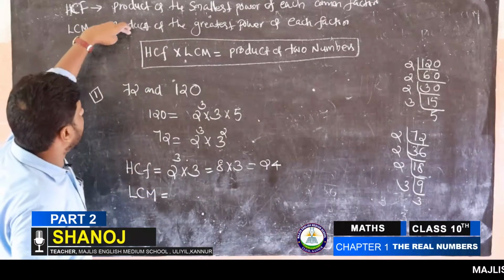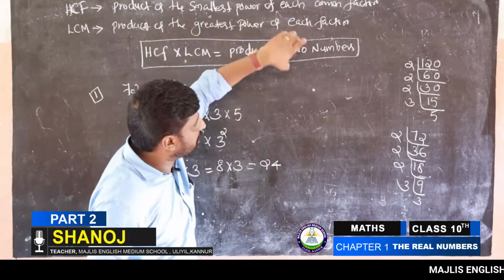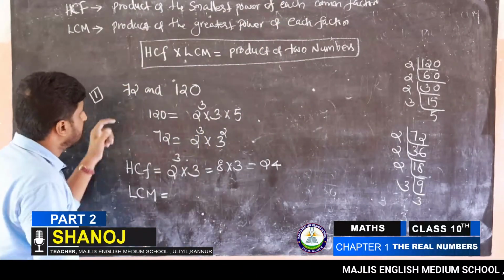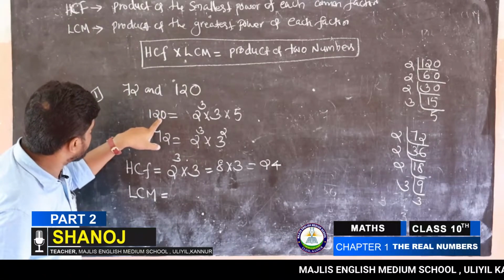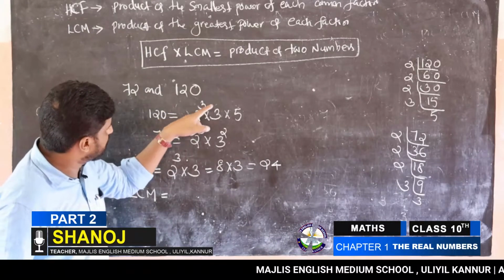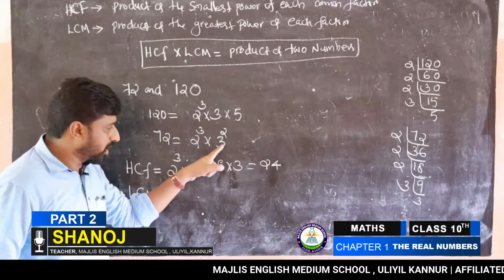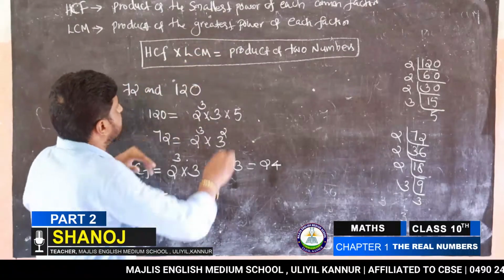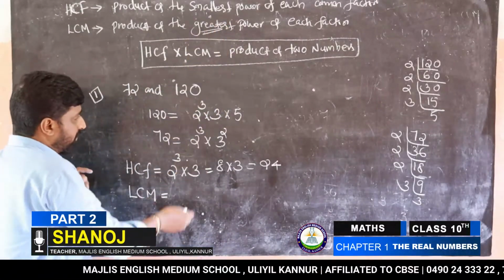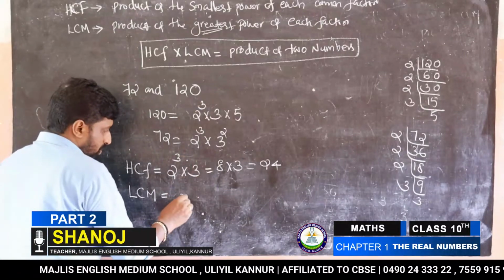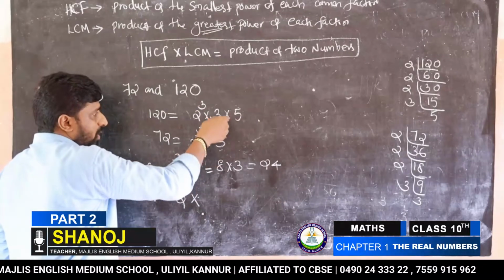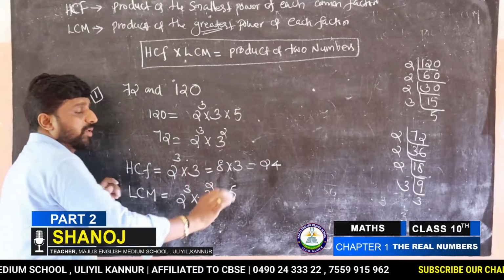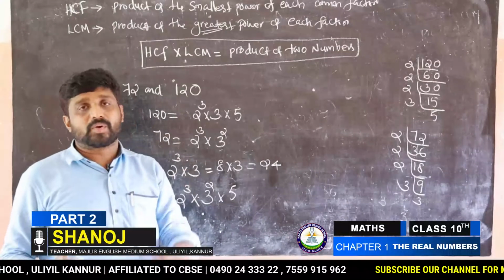LCM is told like this: product of the greatest power of each factor. You consider all factors with the greatest power. Suppose the first one, 120, has factors 2, 3, 5. Here 2, 3. Therefore, all factors we need to consider with the greatest power. When we compare 2, both are the same, that is 2 cube. Here 3 square and here 3, the greatest one is 3 square, and 5. We do not need to consider only the common ones; all factors we need to consider for finding the LCM.